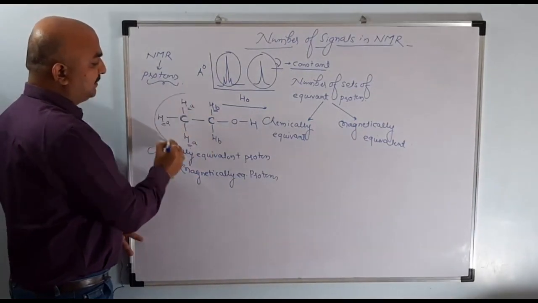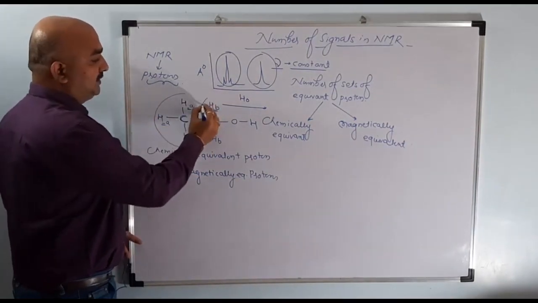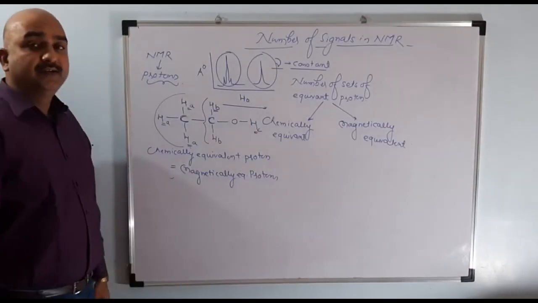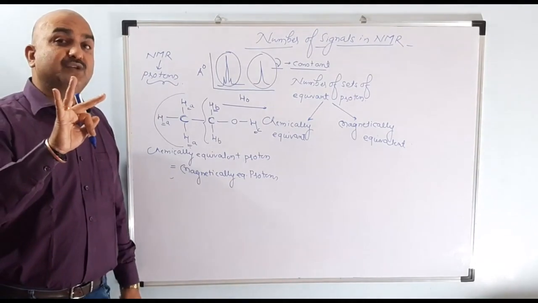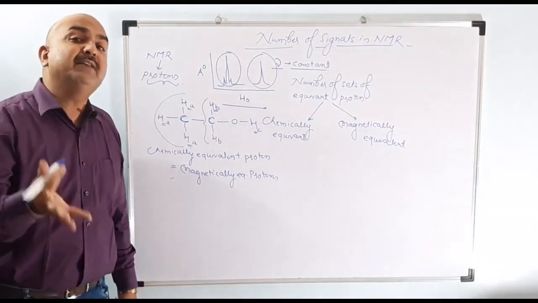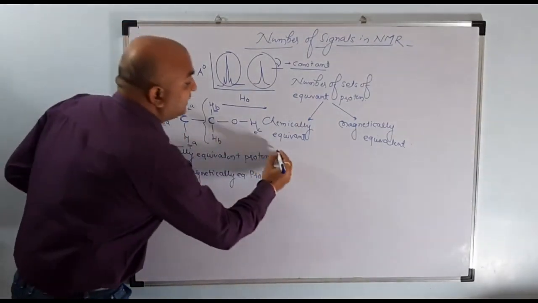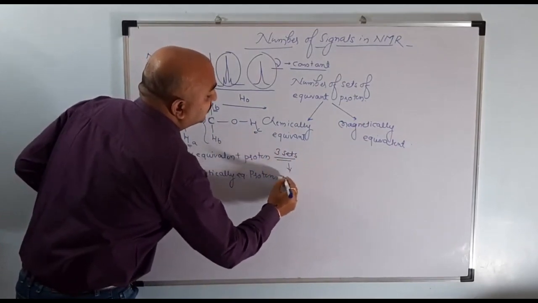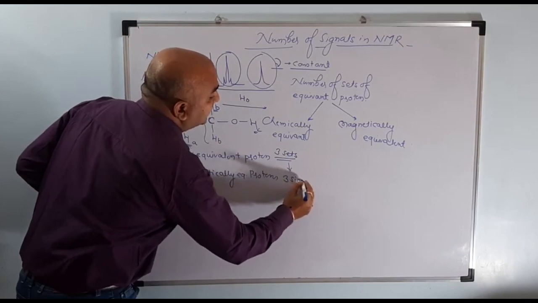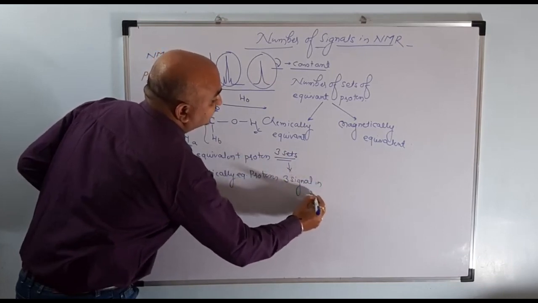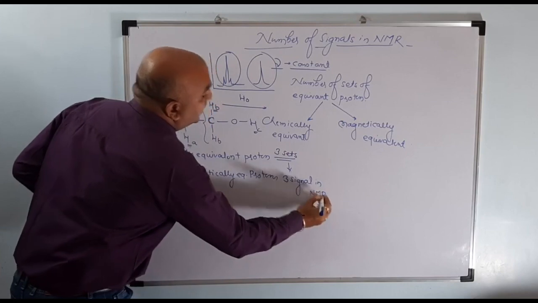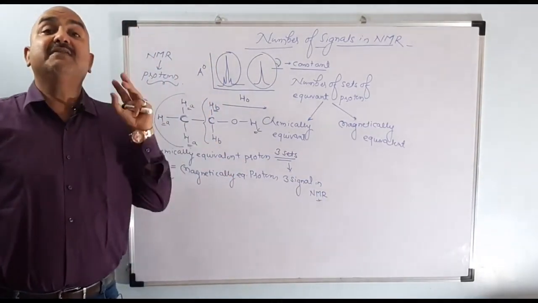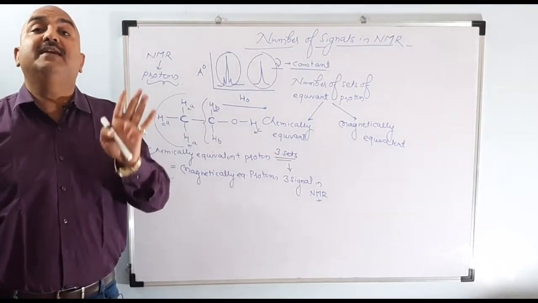So this is comprised of one set of protons, this is another set of the proton, and this is the third set of the proton. So when their chemical environment is different, we are having three sets of the proton. And when we are having three sets of the proton, there are three signals in NMR. So it depends upon the sets of the equivalent proton. Please be careful, equivalent proton.